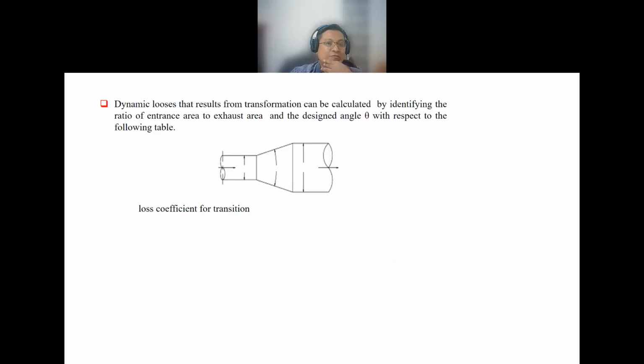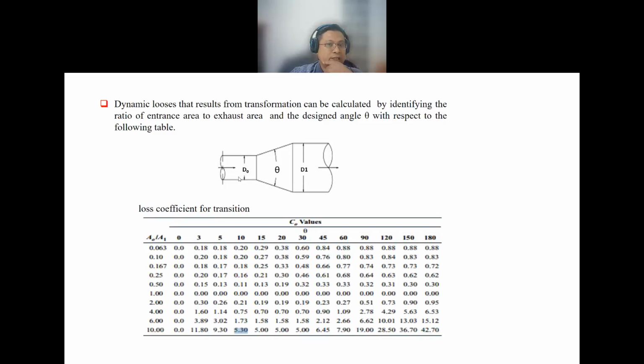Dynamic losses that result from transformation can be calculated by identifying the ratio of entrance area to exhaust area and the design angle theta with respect to the following table. Or that one is compared by the ratio of input to output, D0 to D1. This one is a reducer, or for suddenly large, this one. So enlarge.